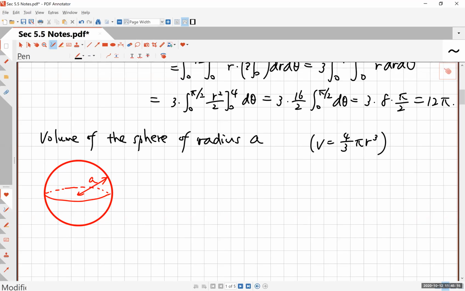All right, so the volume of the radius R sphere is 4/3 pi times R cubed, right? So now we just replace this with A. So that is the answer to this question.